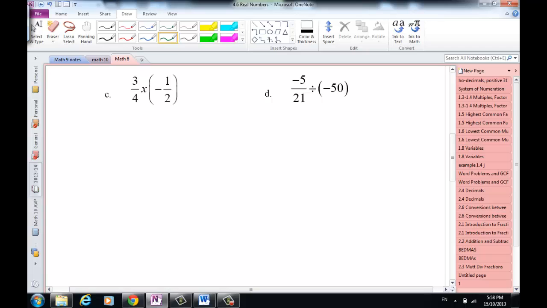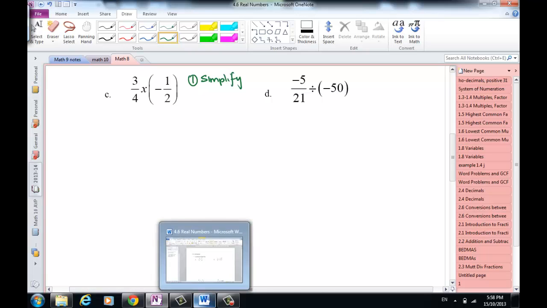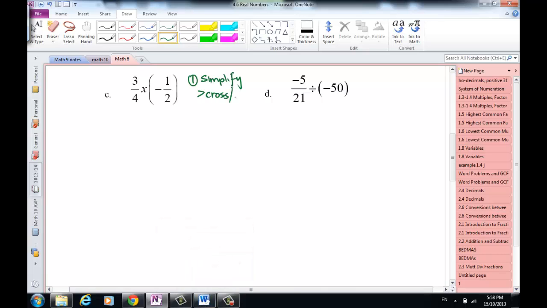Alright, now we have some multiplication. So we were doing addition and subtraction before. Now we're going to do some multiplication. So just like before, when we just had positive numbers, let's simplify through division. So cross division and up and down division. So cross and up and down.